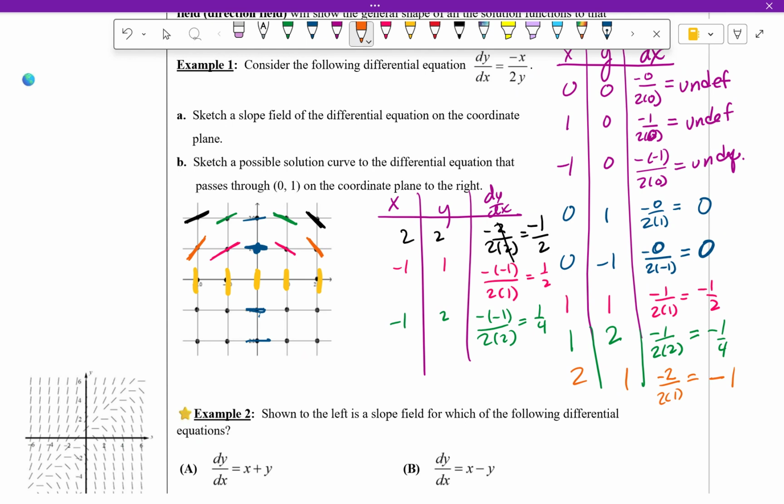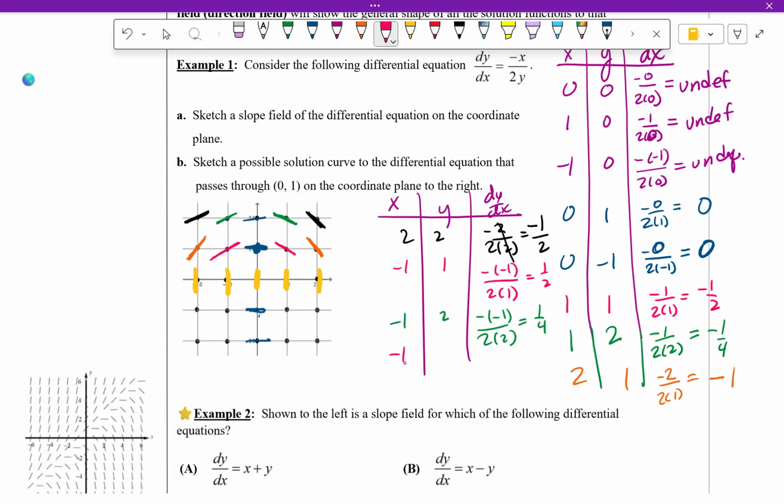Typically on an AP test, if I give you one of these and I want you to sketch it, I'm going to give you 6 to 9. Okay, I'm not going to give you the whole thing, okay? Unless the pattern is really, really easy to pick up, okay? All right, let's try this point right here and see if I'm getting something that's close. Then I'm just going to sketch, okay?